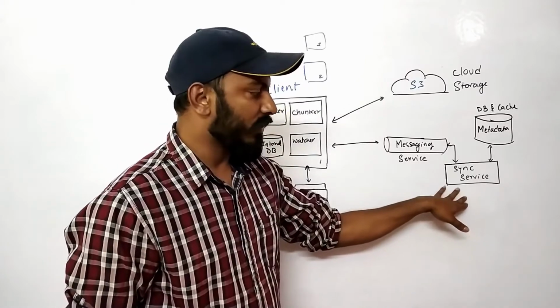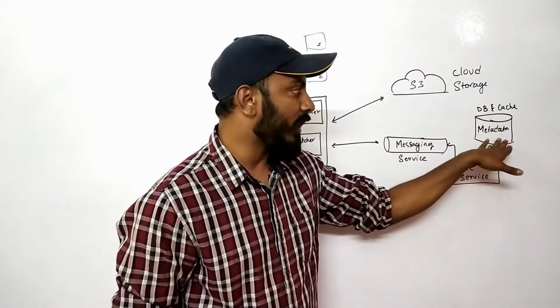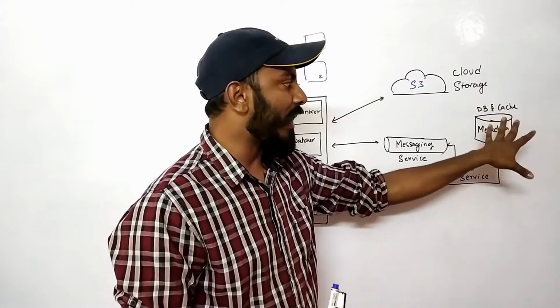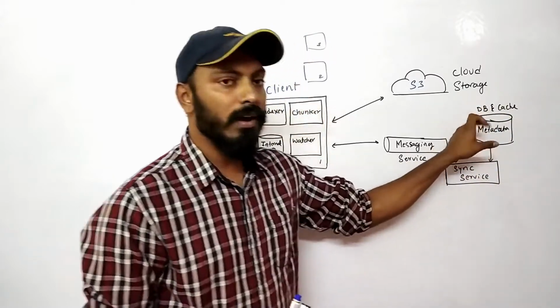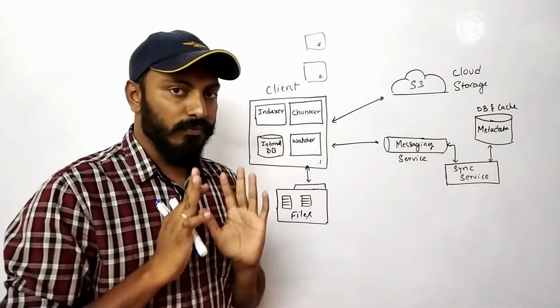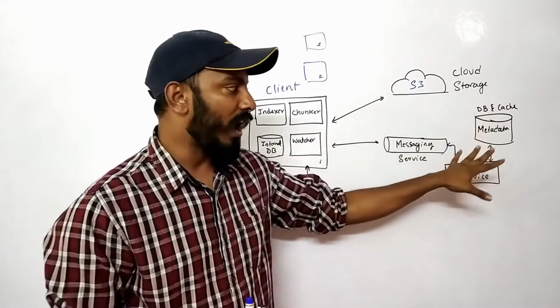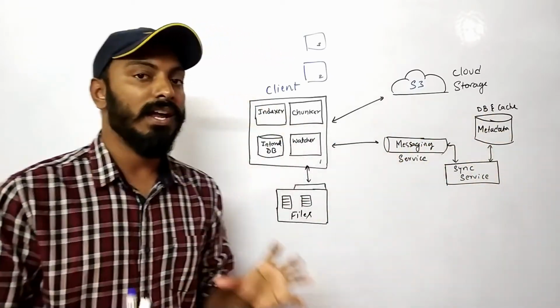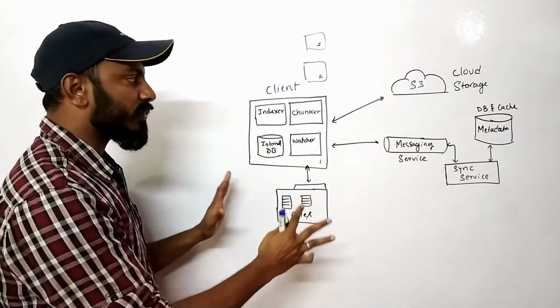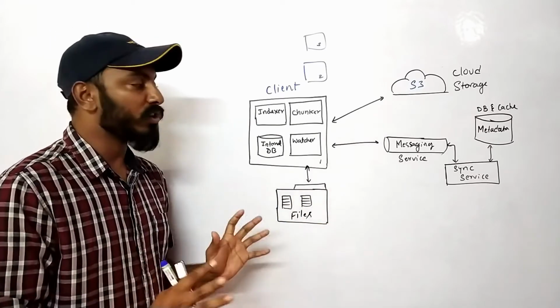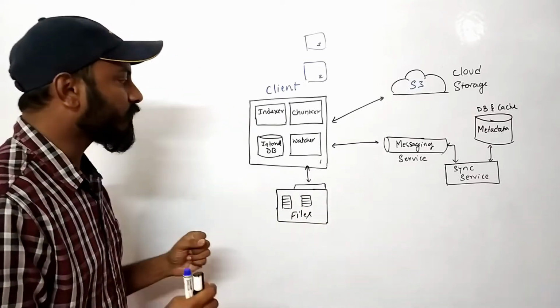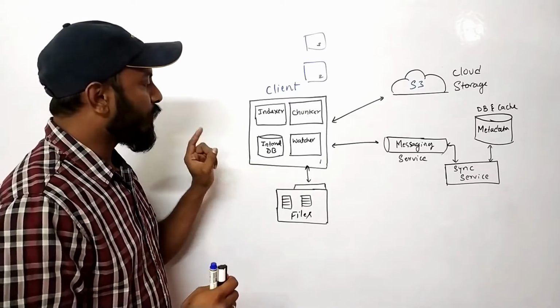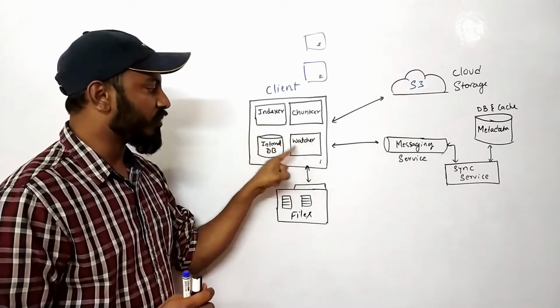Then there is a sync service, which I'm going to explain, and there is a database and also a cache. I've represented just one DB here. For now, consider it as the DB and cache, and that's where our metadata will reside. Now I'm going to explain how this system works on the big picture. This is a client. We have the indexer, chunker, watcher, and internal DB.